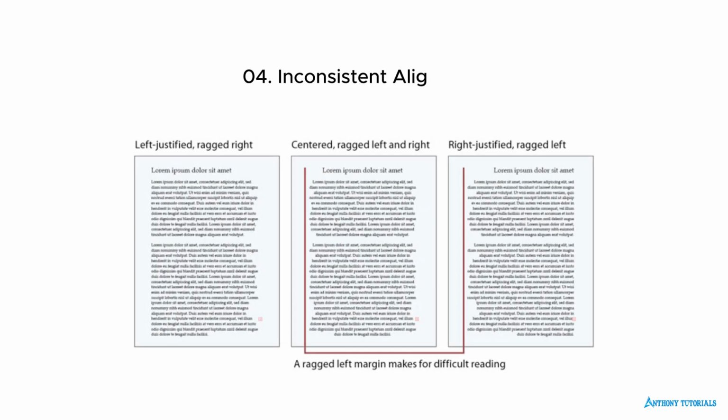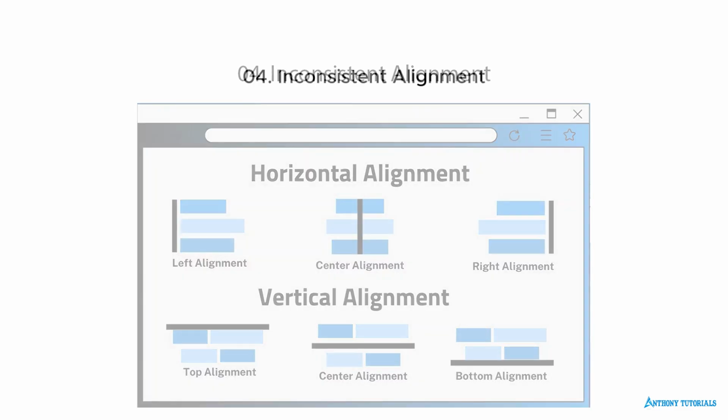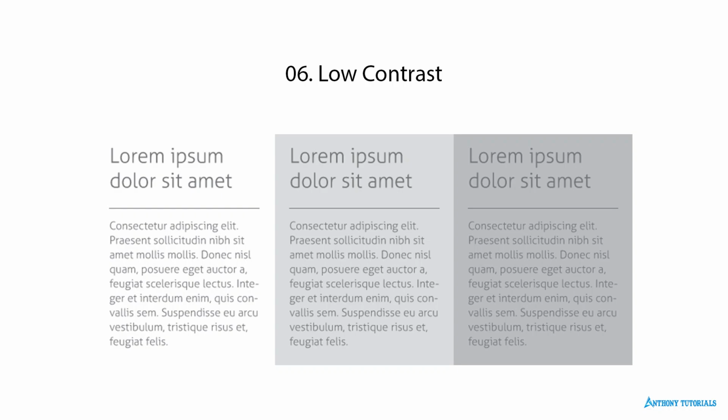4. Inconsistent alignment. Mixing left, right, and center-aligned text in the same design. Result: causes a lack of coherence and makes the layout look disorganized. 5. Excessive use of all caps, writing large blocks of text in all capital letters. Result: harder to read because the eye cannot easily distinguish word shapes. 6. Low contrast. Using a light font color on a similarly light background, or dark on dark. Result: reduces readability and forces the audience to strain their eyes.